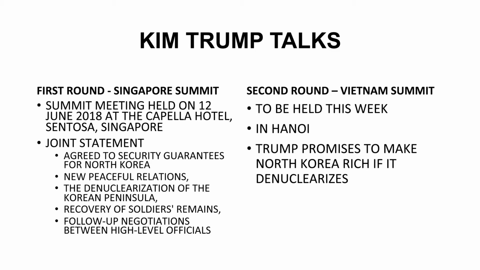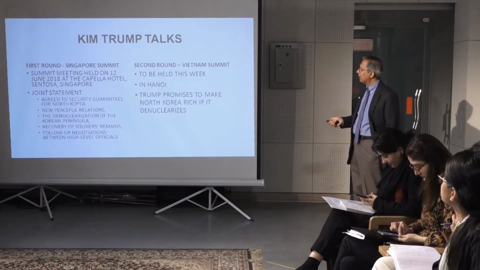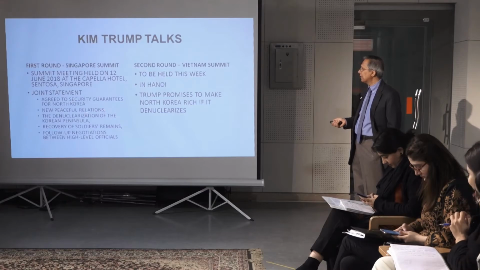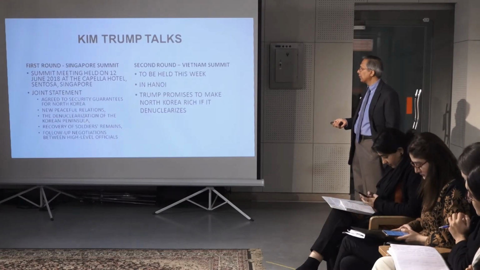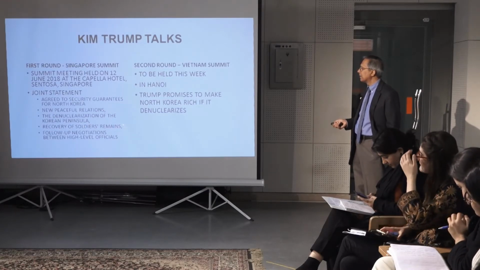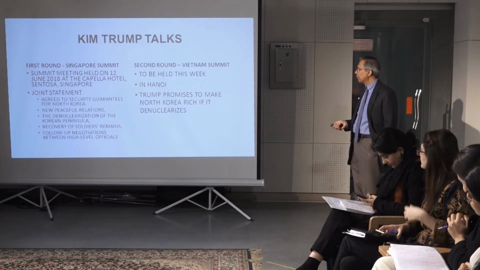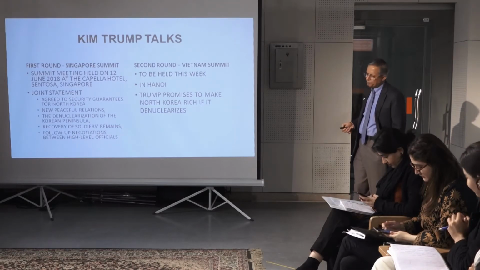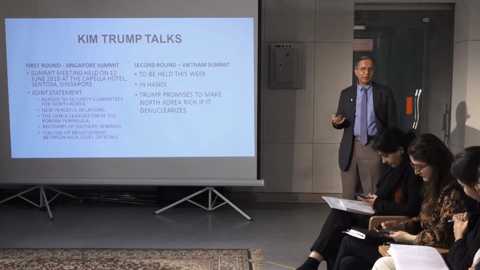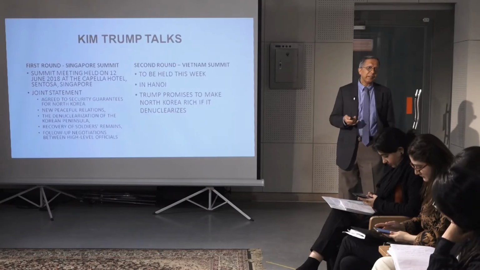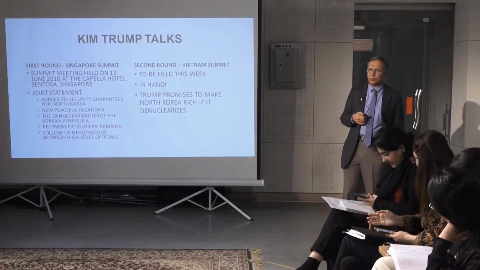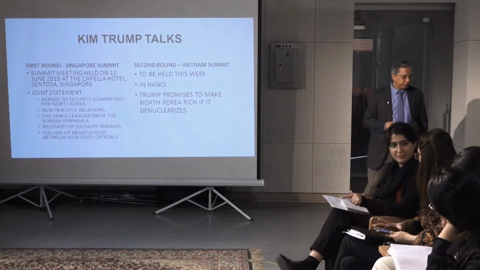So this happened on 12th of June at Capella Hotel, Sentosa, Singapore. The joint statement said they agreed to security guarantees for North Korea, new peaceful relations, the denuclearization of the Korean Peninsula, and recovery of soldiers' remains. This is important for the US. Follow-up negotiations between high-level officials. So there was a setback after this. They could not build upon the initial euphoria of the talks that took place in Sentosa. They weren't very productive as well.